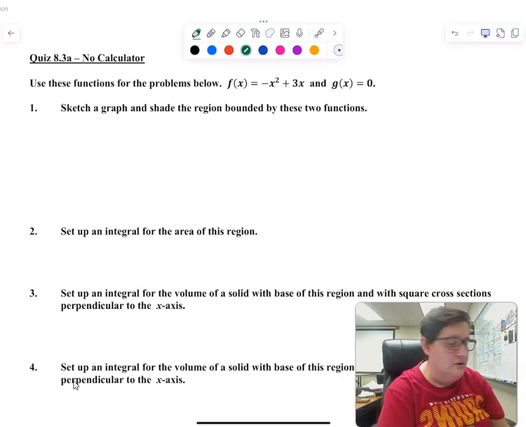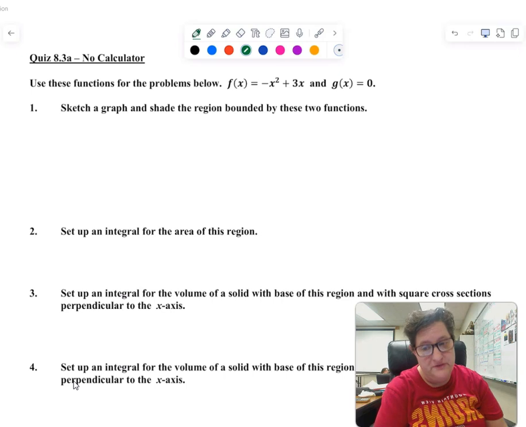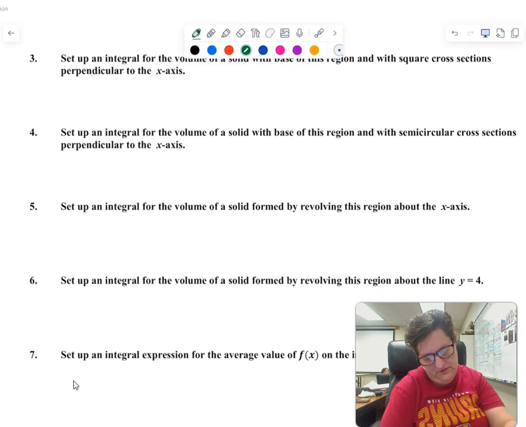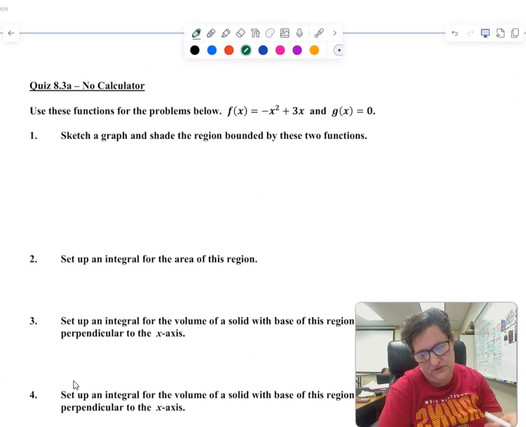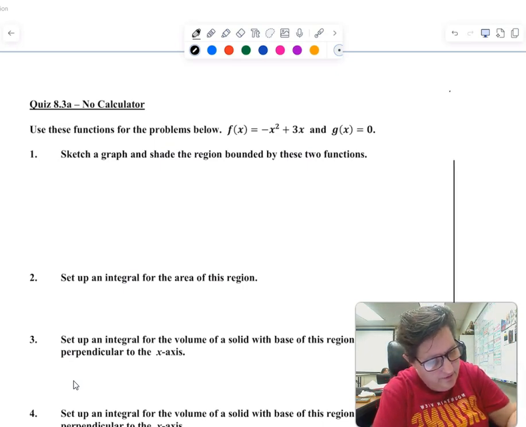Now, in 8.3 is when we started learning volumes, and we were specifically using cross sections. 8.3 was like cross sections. All right, so these 7 questions are all based on this one graph, so we better draw this carefully. Draw it over here.